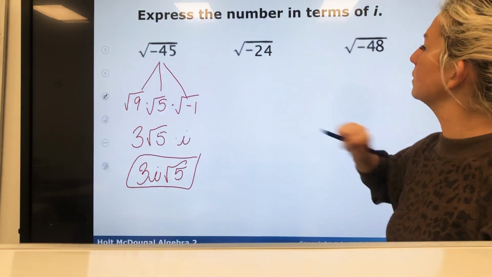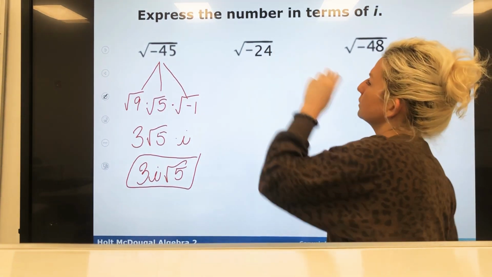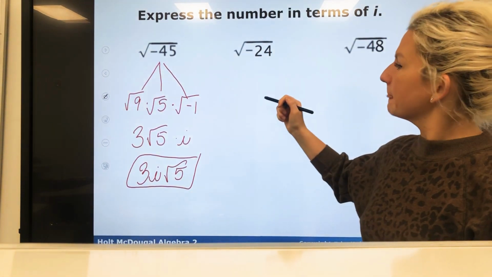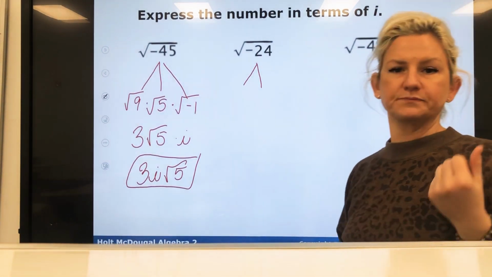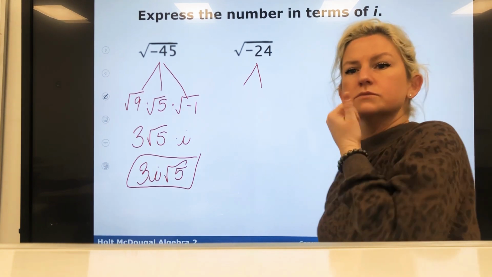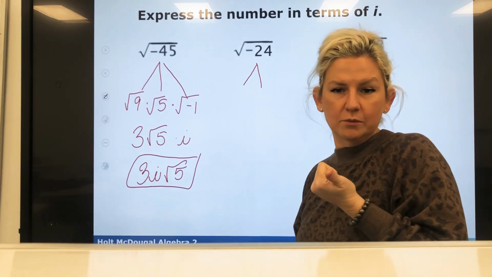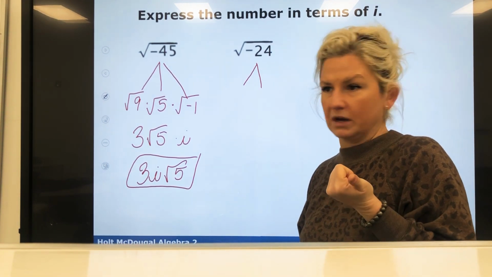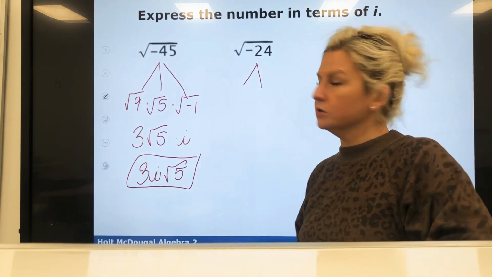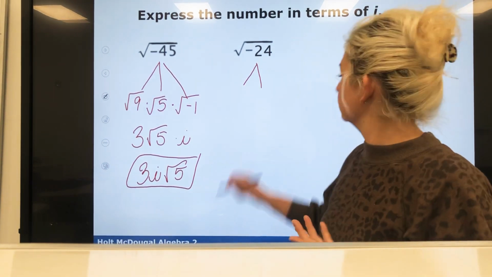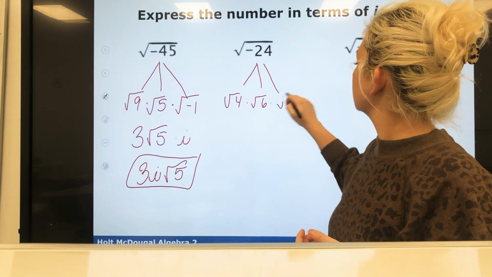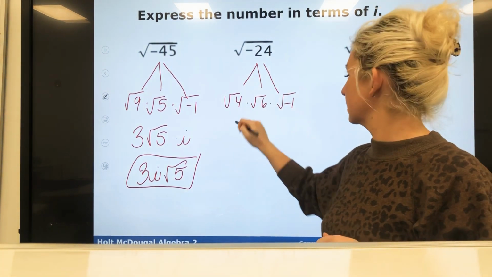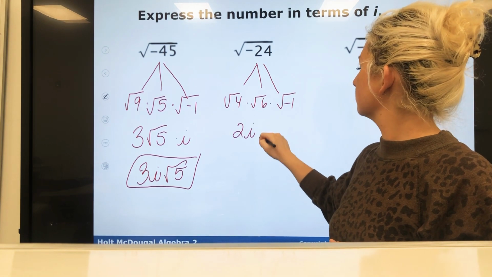All right, this one, I'm going to break this up. And again, you know you're going to have i in your answer. How can I break up 24? 2 times 12 is not going to help you because neither of those is a perfect square, right? 3 times 8 won't help you. 4 times 6 will help you, right? So we're going to do radical 4 times radical 6, and then again we have times our -1, right? So that's 2i radical 6.